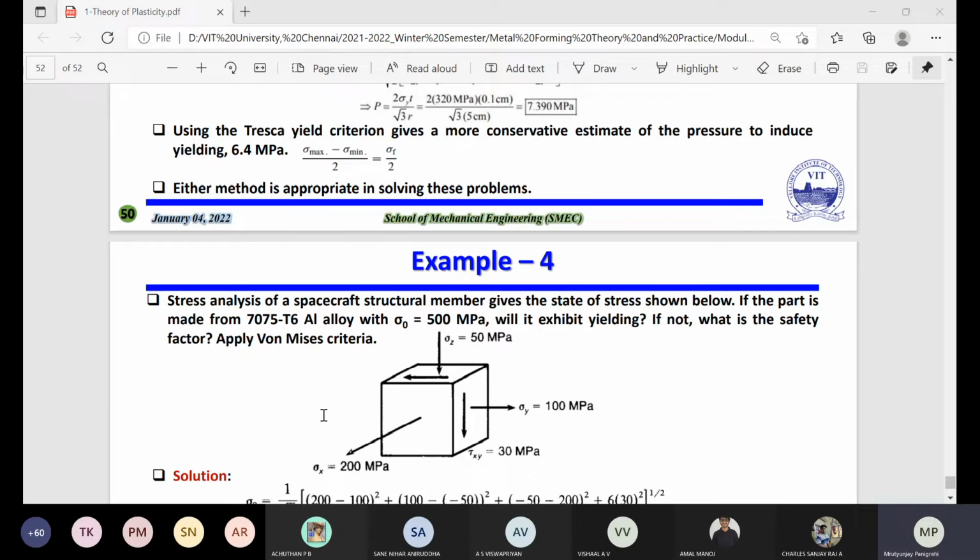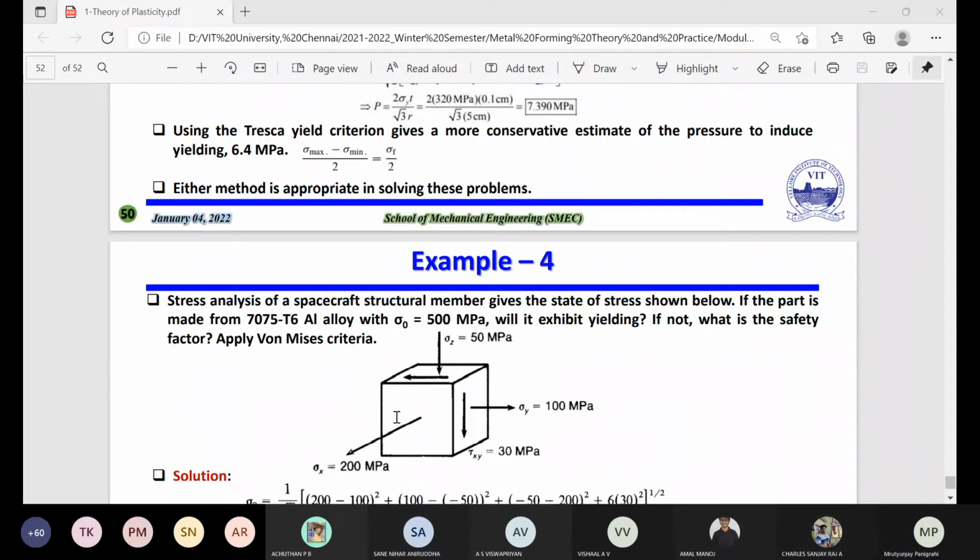1 by root 2 into... so it is 224, right? Maybe I have to cross check. Yes, sir. Maybe I'm thinking it's 220. Yes, sir. Yeah, then this is fine. Okay. Then the safety factor is 2.2. Okay.